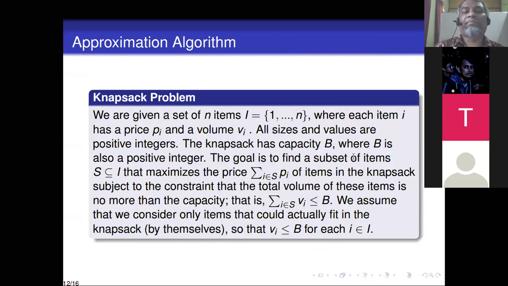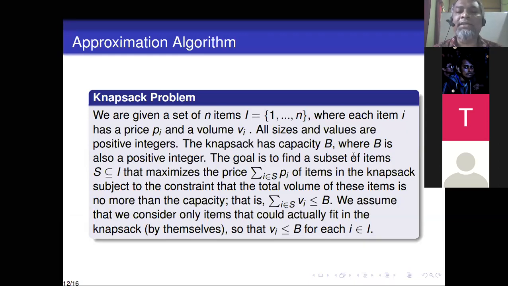We will consider a problem for studying approximation algorithms, and as a working example, we are taking the knapsack problem. This problem is well known to us. Again, I am describing the problem. We are given a set of n items where each item i has a price p_i and a volume v_i. All sizes and values are positive integers. We are considering everything as positive integers. The knapsack has capacity B, where B is also a positive integer.